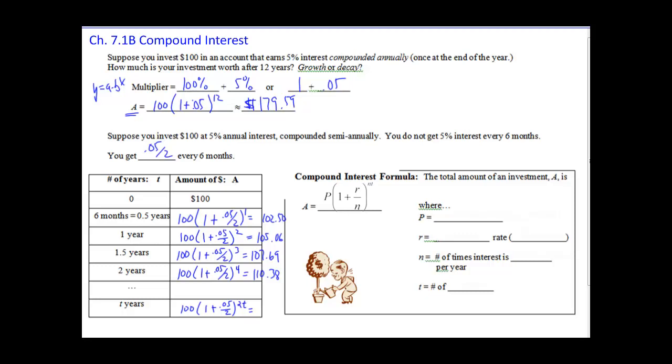P times 1 plus r over n, raised to n times t, where P is the principal, our initial amount that we're investing or putting up. R is our rate or interest, and we have to change that to a decimal. N is the number of times interest is compounded, and it's broken up that way. T is our years. Now, is t always going to be years? No, because there are some bacteria that go in hours and minutes and so forth, so it just depends on the problem.